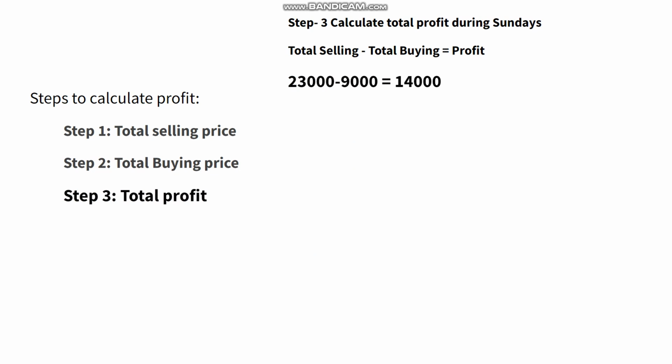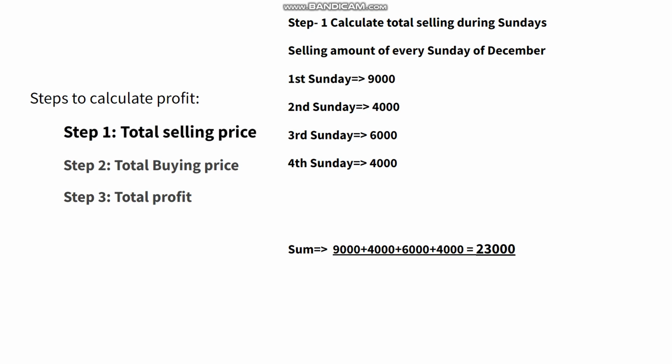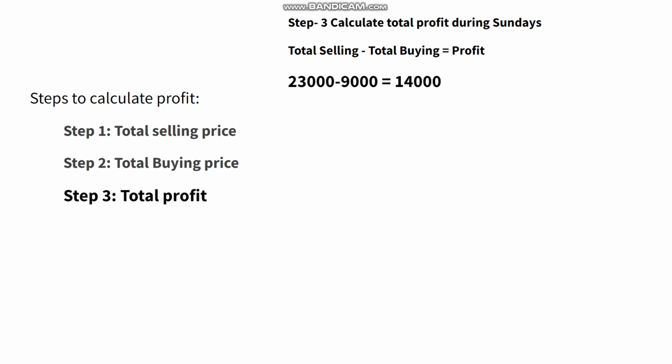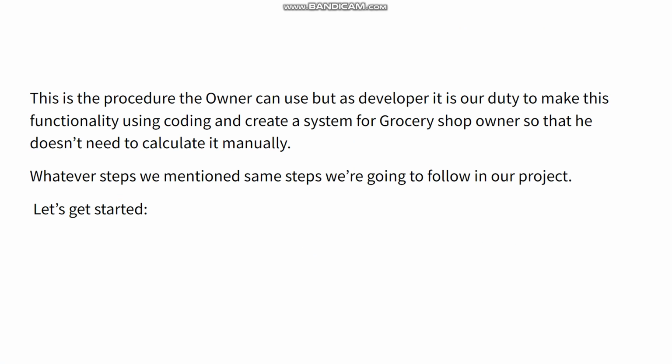Step number 3 is to calculate profit. And how to calculate profit? By using one formula, that is total selling minus total buying, which is profit. Everybody knows this. Now let's say the owner uses this formula. Initially the selling price was 23,000, by step number 2 he got 9,000 as the buying price. Now 23,000 minus 9,000 is 14,000. This is the procedure the owner can use.